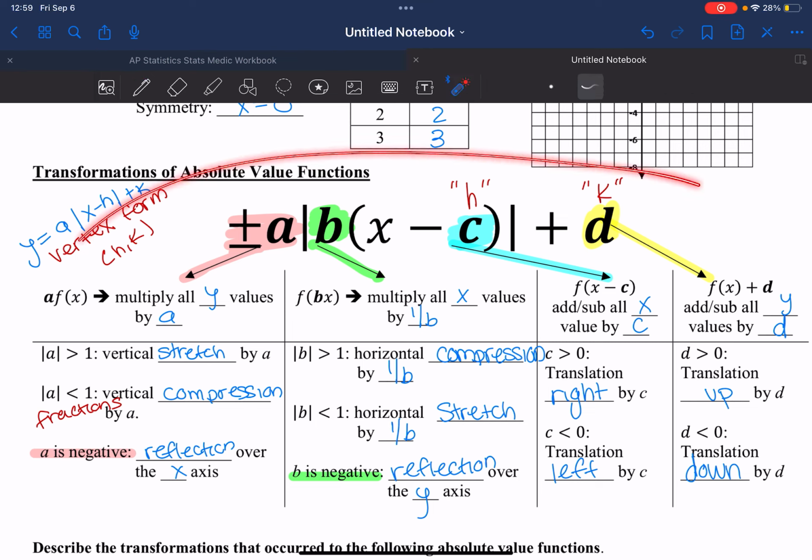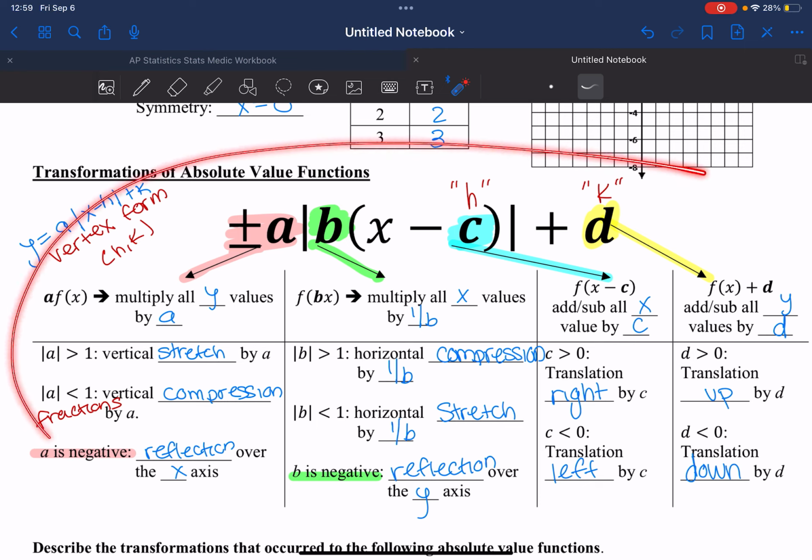So think of this here as your little cheat sheet. Okay, this is going to have all the rules and properties when transforming absolute value functions. So this would be very important to study before the quiz.